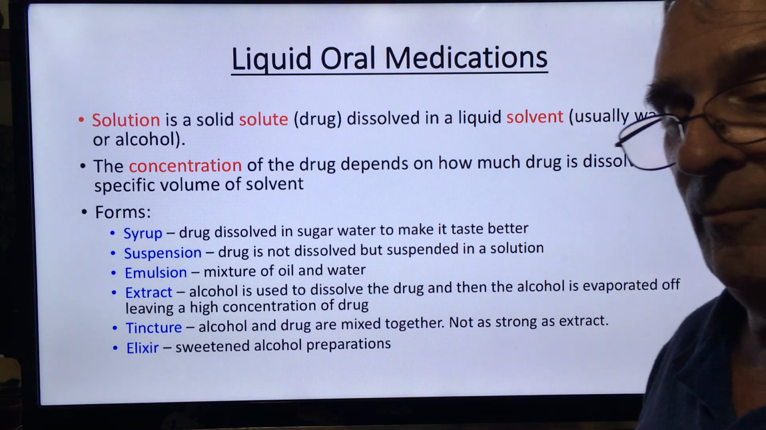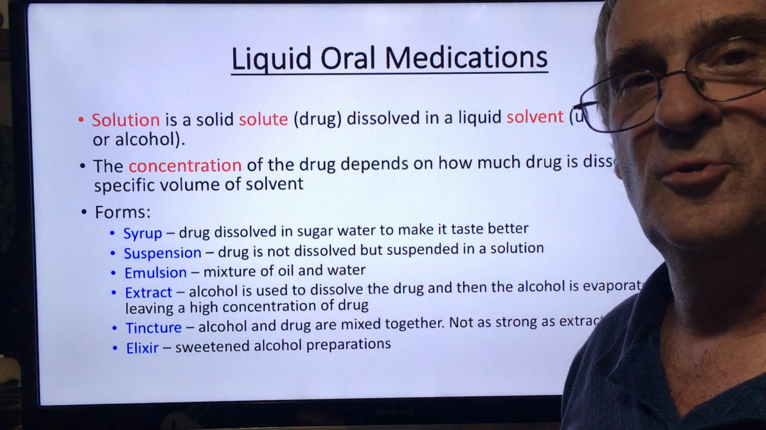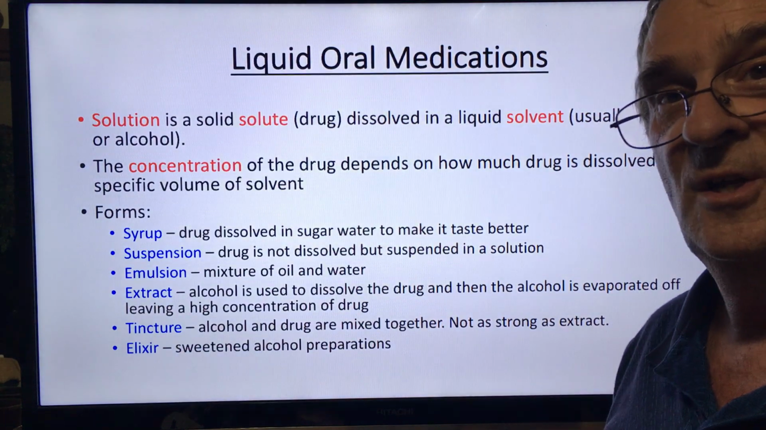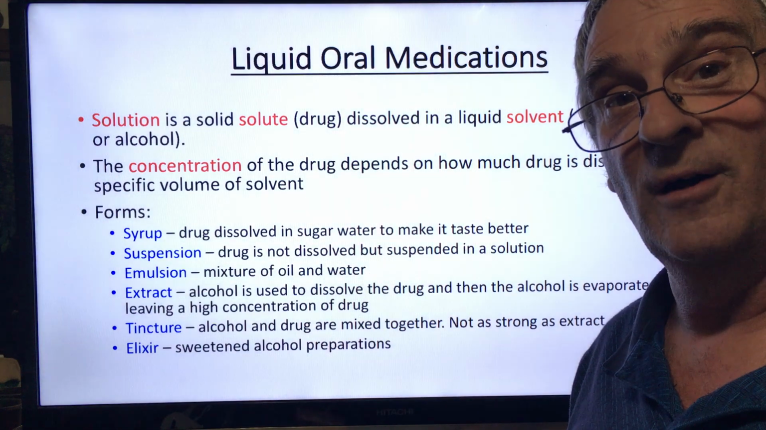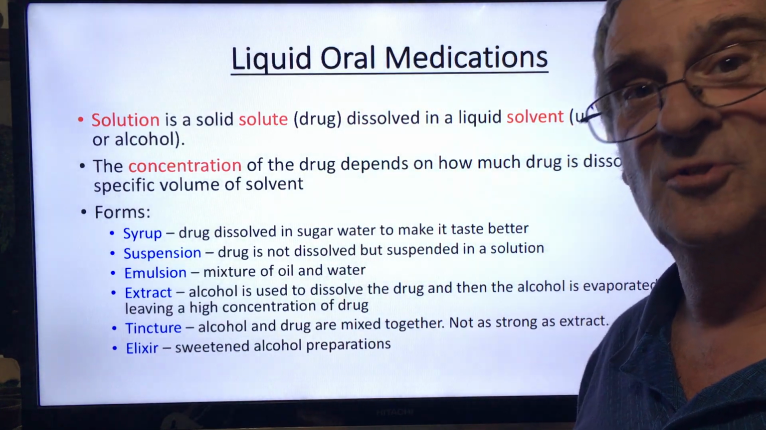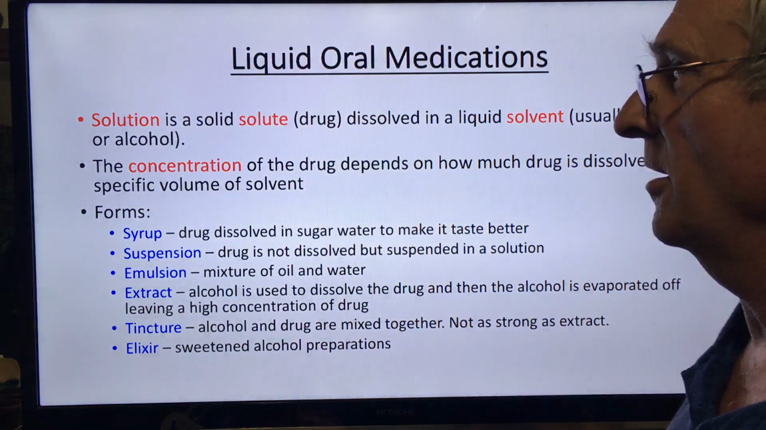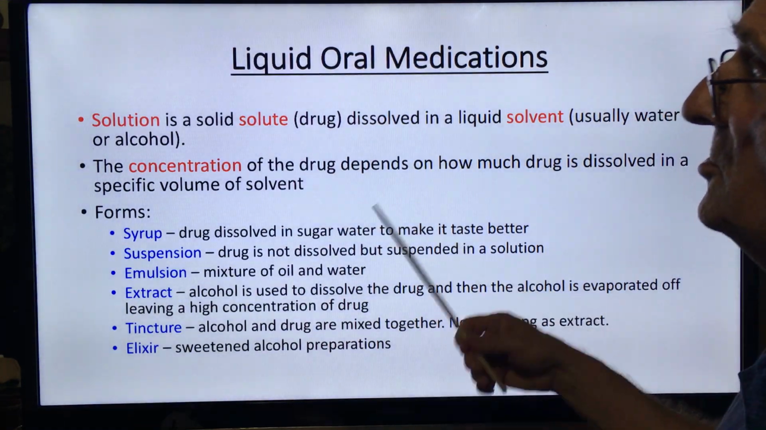Now, I like to concentrate on the drugs that we give that are solutions because I like to concentrate on drugs that are given by the parenteral route because they're the most dangerous. They require the most training. So that's what we're going to concentrate on in lab. But here's some other ones.